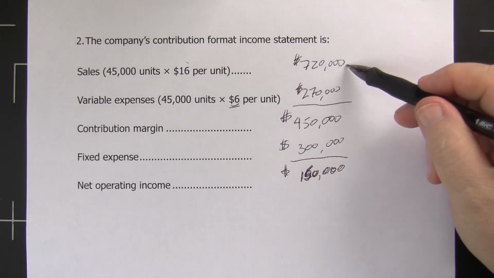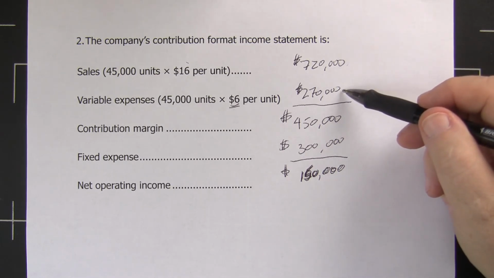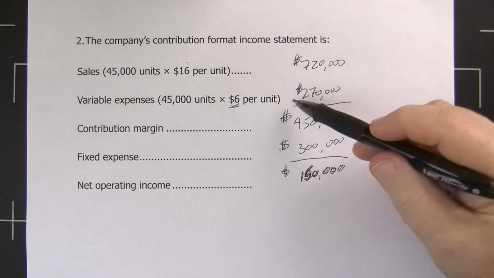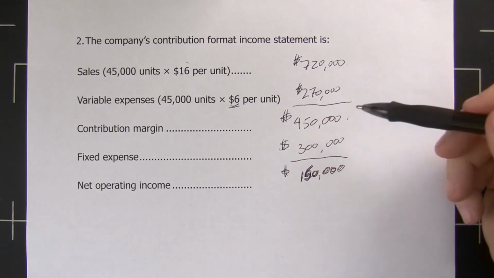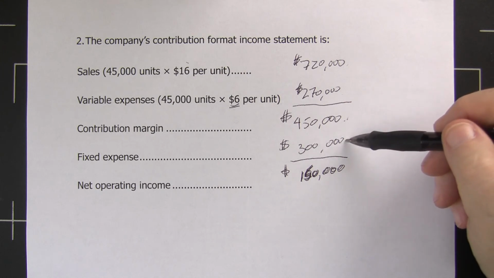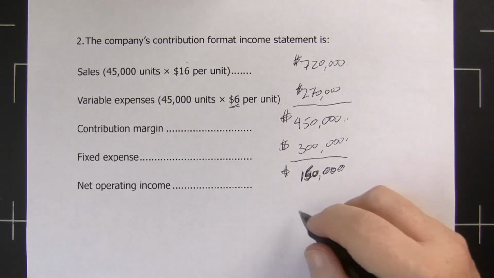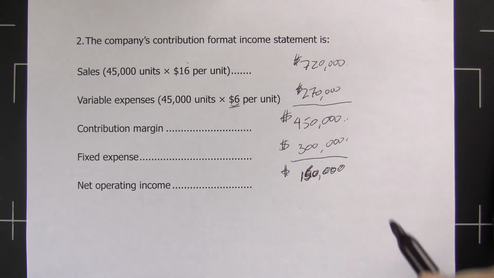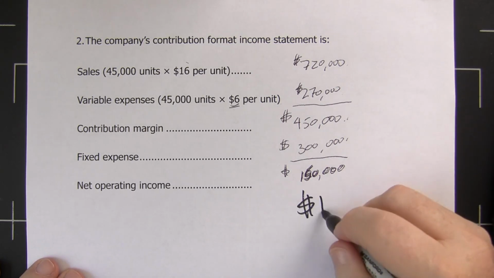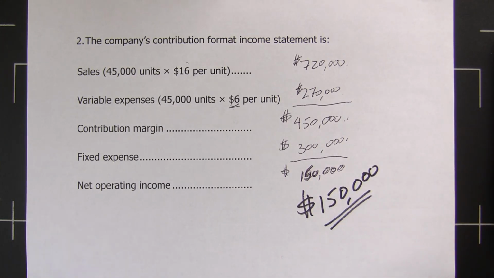Selling price times units sold, revenue, or sales, minus the variable cost per unit times the number of units, gives us contribution margin. Contribution margin minus fixed operating expense, operating income. So in this problem, the net operating income, nice and big, $150,000.